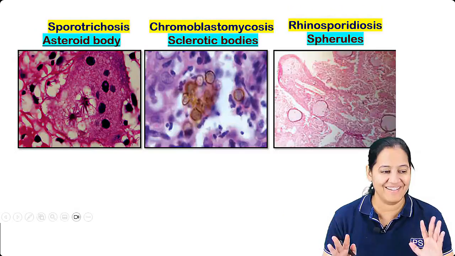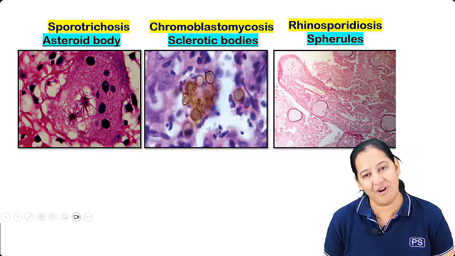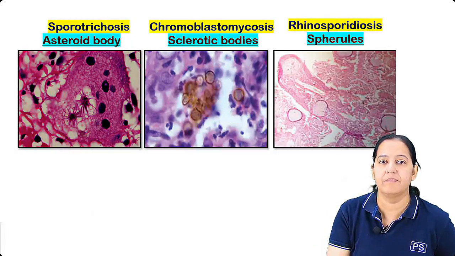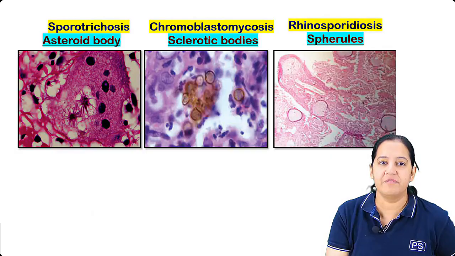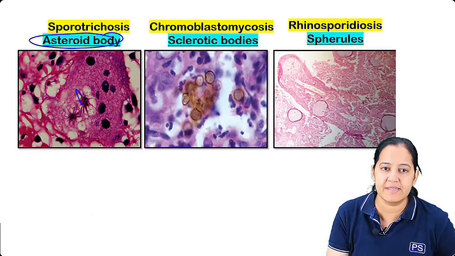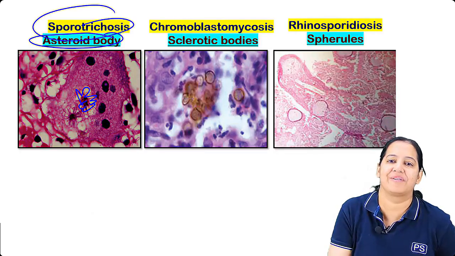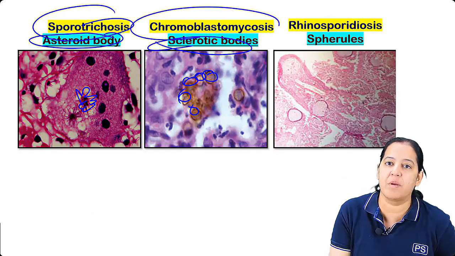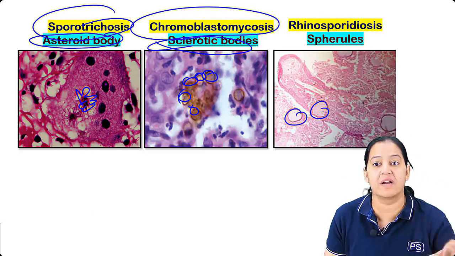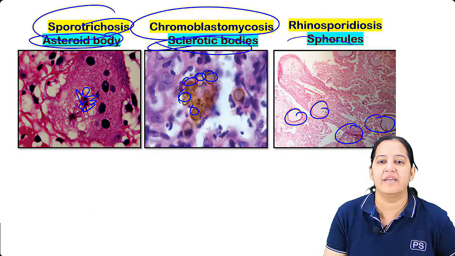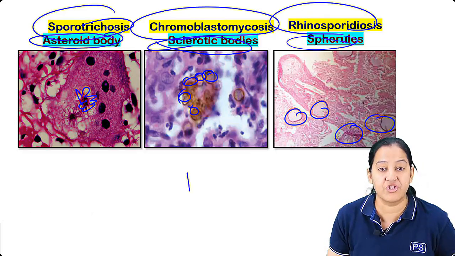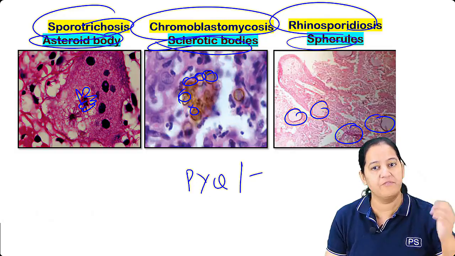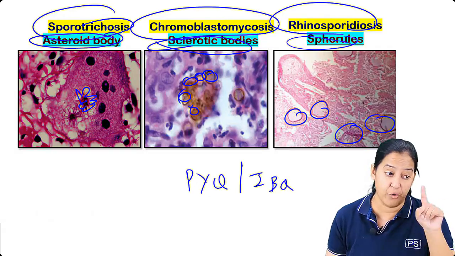So what we have learned, we are done with all four fungi, by the way. Can you see this? We have seen asteroid bodies. Can you see the stars? They are seen in sporotrichosis. We have seen the copper pennies, also known as sclerotic bodies. These are seen in chromoblastomycosis. And we have seen the spherules containing multiple endospores. It is seen in rhinosporidiosis. These are your PYQs, repeated multiple times, either in theory form or as an MCQ. Everyone, you can't afford to miss this.